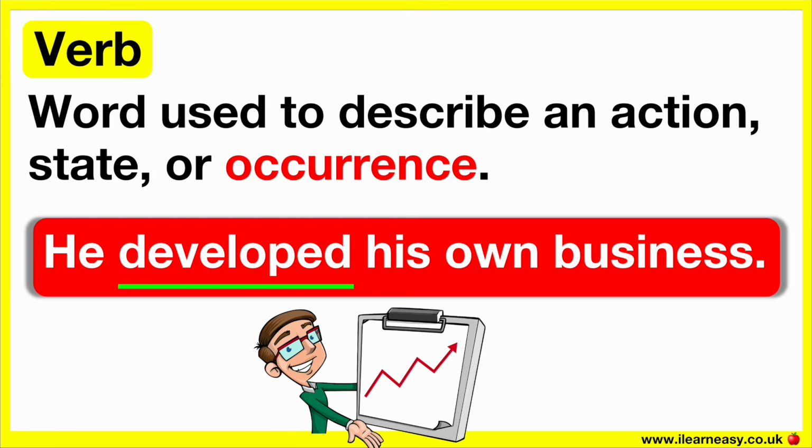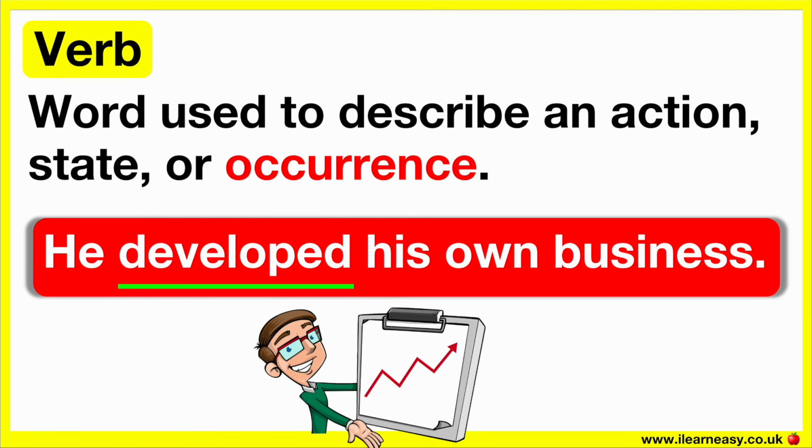The tense of the verb will change depending on when the action takes place. This can be in the present tense, past tense, or future tense. In this example, the verb is in the past tense.